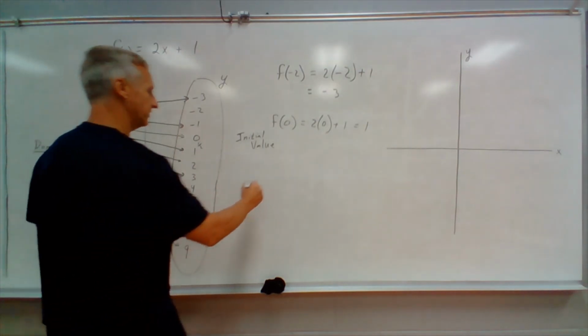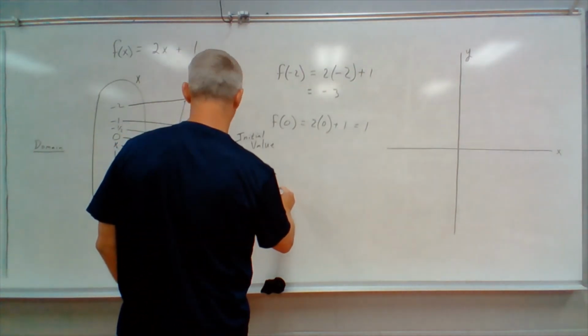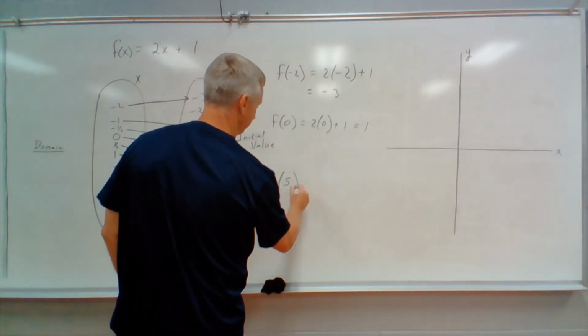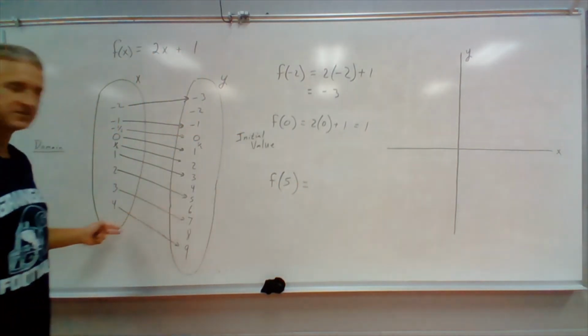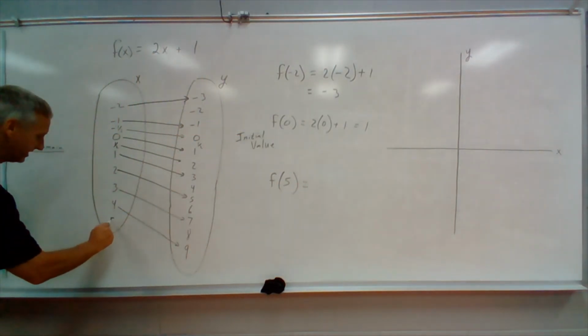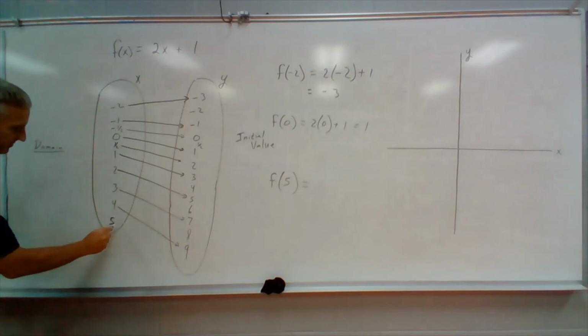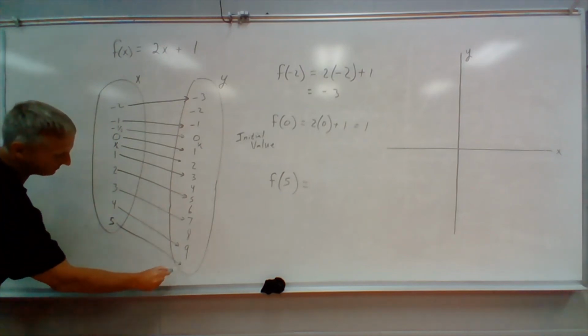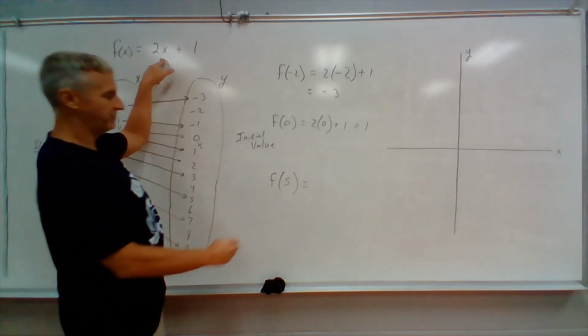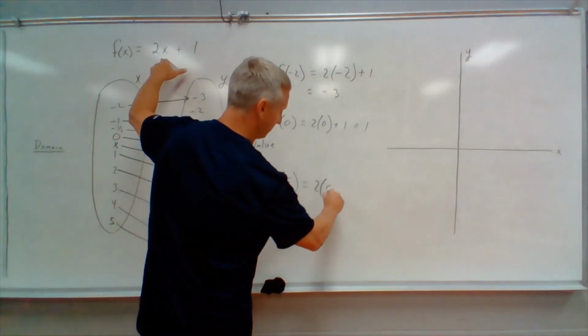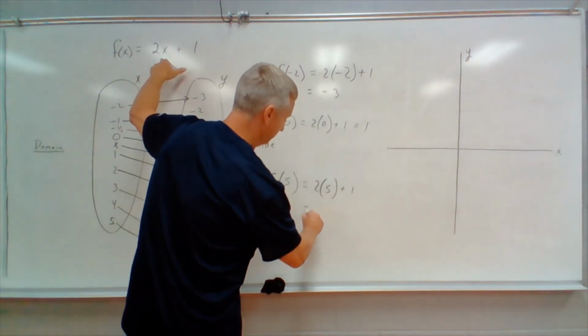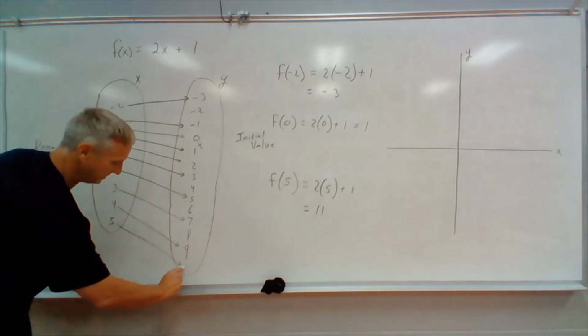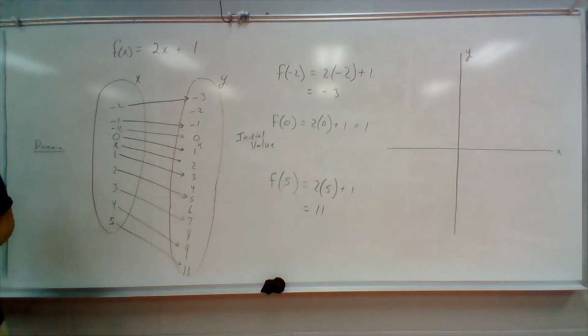Let's do one more. Let's do f of 5. 5 is not on our map over here, but we can put it in because 5 is assumed to be in the domain. Let's see if we can figure out where it goes. So if I put in a 5, I get that, and I end up with 11, as you could probably already guess. So that matches with 11.